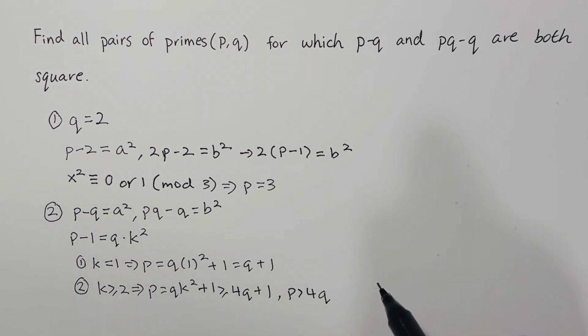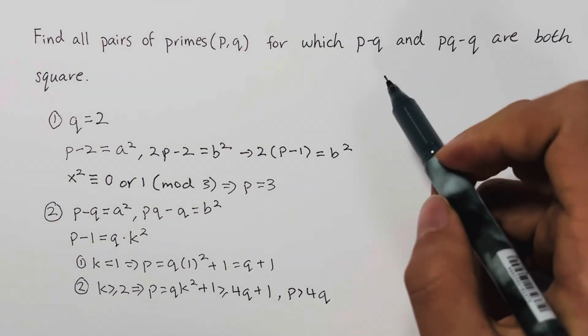So keep this inequality in your pocket, p greater than 4q. We're going to use it to break the problem. And now, we have two square equations. So the reflex is to subtract them to see what happens through difference of squares.